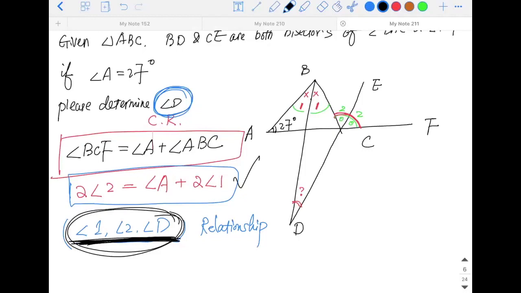Yeah, I see some students that have the correct answer. How to find out the relationship between angle 1, angle 2, and angle D? Again, using what we talk about so many times. Let's check out this triangle.